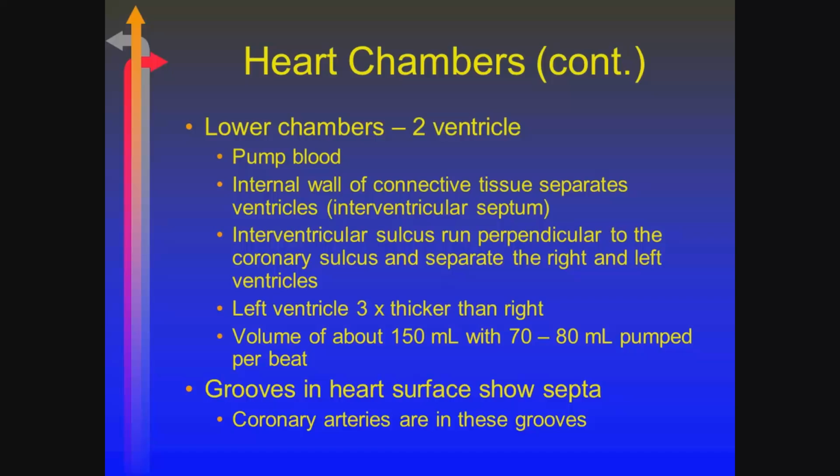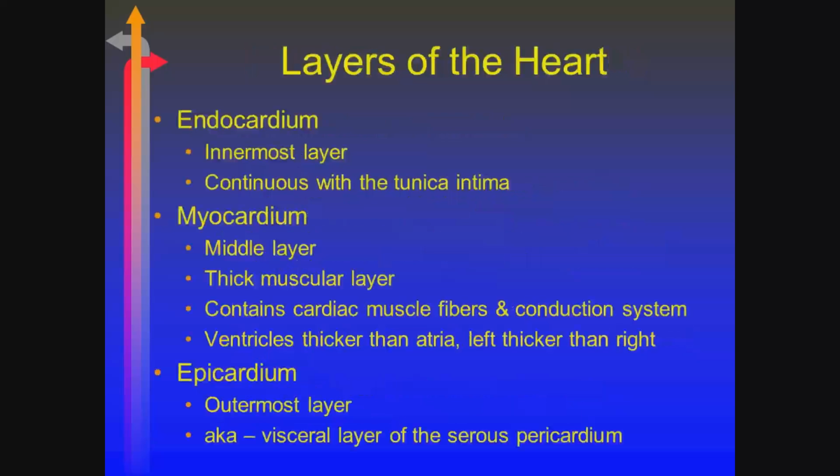You can look at the heart surface and show where the septa are, and inside those septa are where the coronary arteries lie. Three layers: endo, myo, and epicardium. Epi being the outermost, it's analogous to the visceral layer of the serous pericardium. The myocardium is the big one that we're concerning ourselves with because that's the muscular level. And this is where it contains both the cardiac muscle fibers and the conduction system.